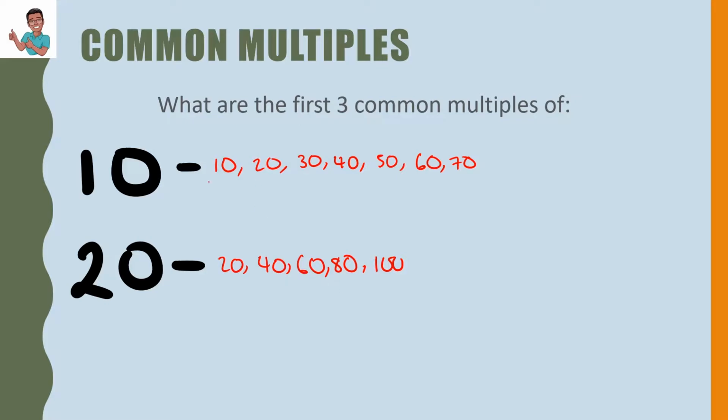Here we can see that 20 and 20 occurs in both of them, 40 and 40 occurs in both of them, and 60 and 60 occurs in both of them. So the first 3 common multiples of 10 and 20 is 20, 40, and 60.